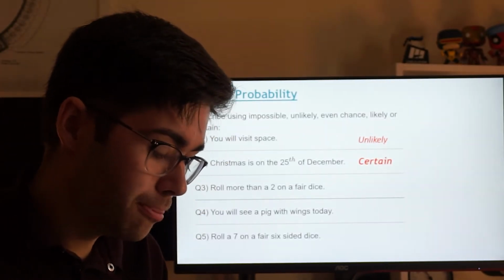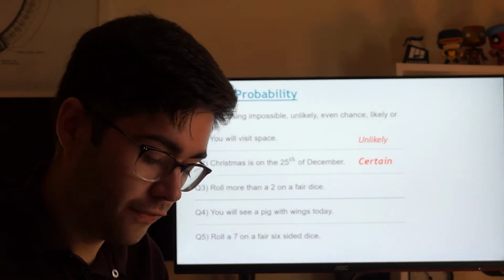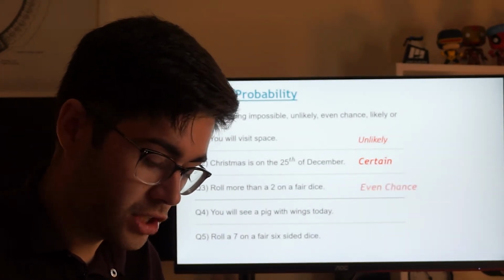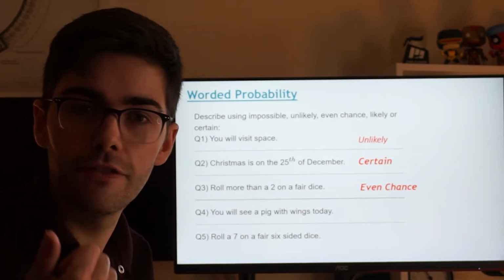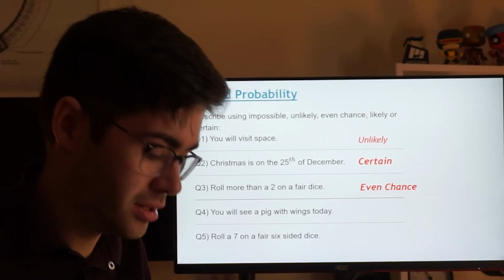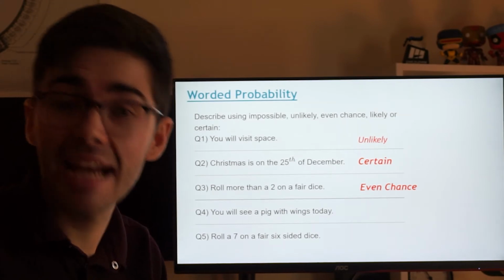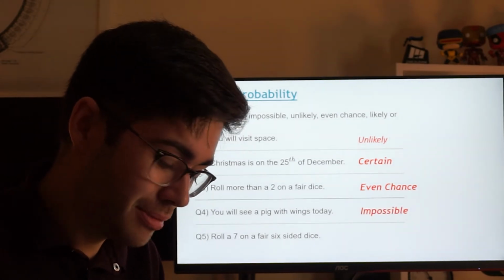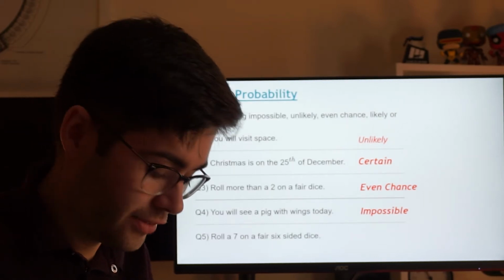What's the probability you roll more than a 2 on a fair dice? More than a 2 on a fair dice. I've written even chance on here. That's wrong. That's a deliberate mistake. Ignore that. It's likely, because you've got 4 options. 3, 4, 5, 6. Okay, we'd say that's likely, not even chance. What's the probability you'll see a pig with wings today? That sadly is impossible. And what's the probability you roll a 7 on a fair 6-sided dice? That's impossible as well. There are no 7s.